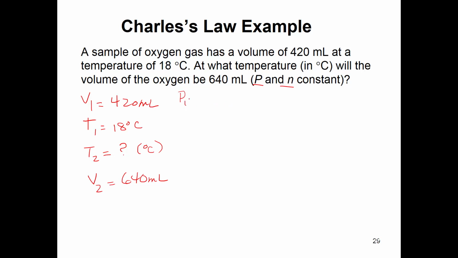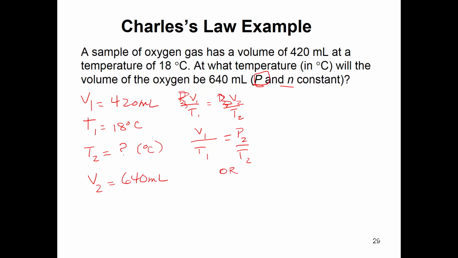So my P1V1 over T1 equals P2V2 over T2. I'm not worried about P this time, so I'll just cross that out. So V1 over T1 equals V2 over T2. Now, this is where I want to show you something. If you're solving for T and it's on the bottom, sometimes people get confused when they have to rearrange the equation. So I want to introduce you to something in math I affectionately call flip it.